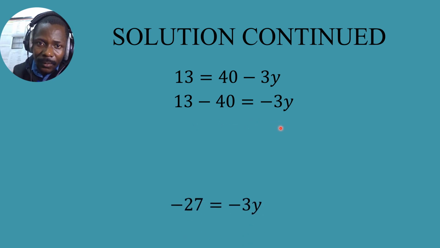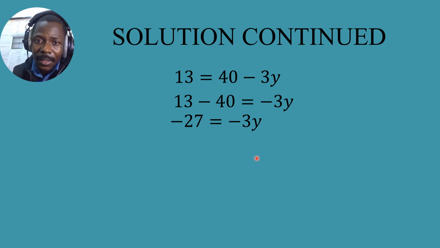Hence negative 27 is the result of 13 minus 40, so this is going to give us negative 3y. So to solve for y, what I'm going to do is divide both sides of this equation by negative 3, hence resulting in my y being 9. That's great.